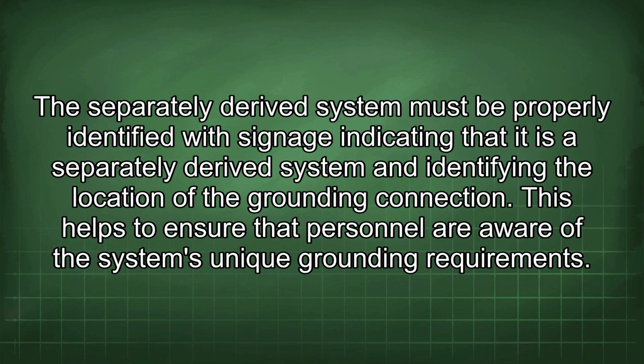The separately derived system must be properly identified with signage indicating that it is a separately derived system and identifying the location of the grounding connection. This helps to ensure that personnel are aware of the system's unique grounding requirements.